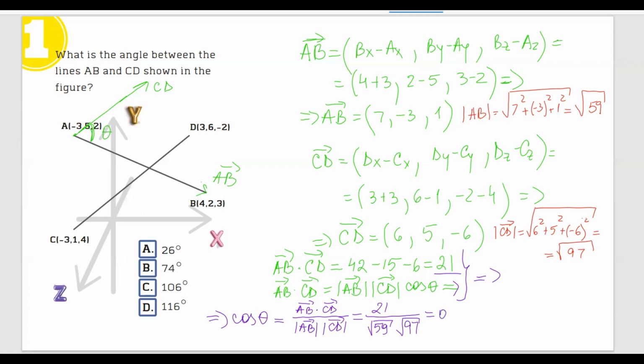So I get 0.278, I'll round it up. It results that theta is going to equal arc cosine of 0.278. And if you use your calculator, you should get that theta equals 73.88 degrees, which if we round it up, we're going to get 74 degrees. And looking at the answers, the correct answer is B.